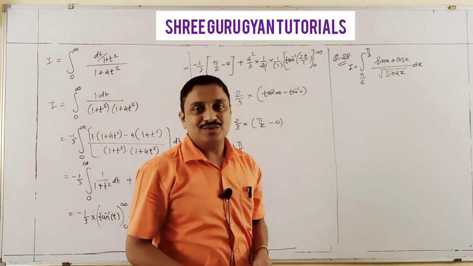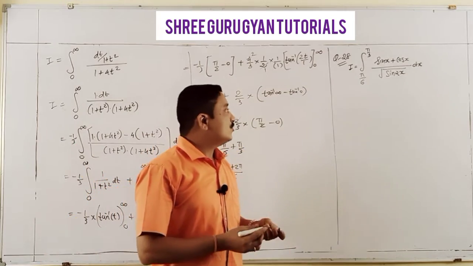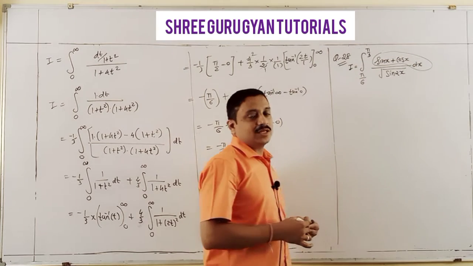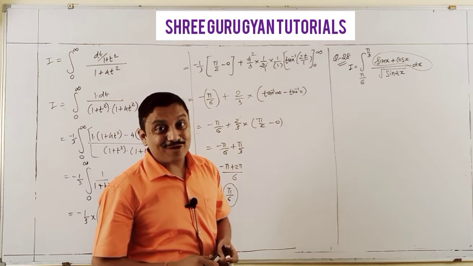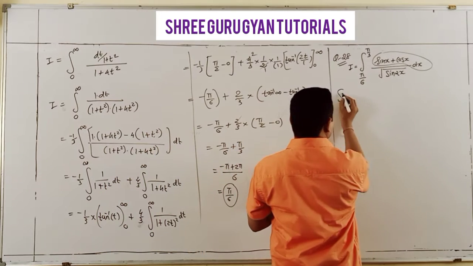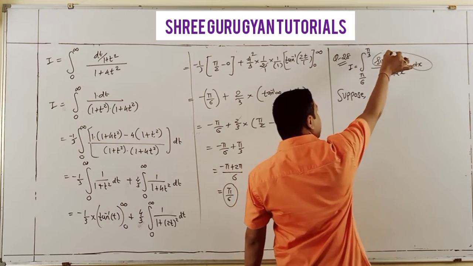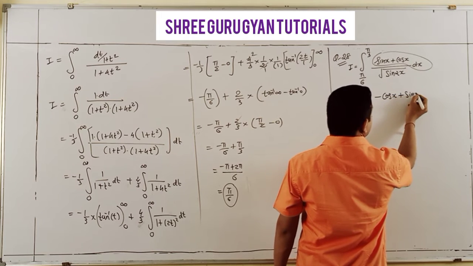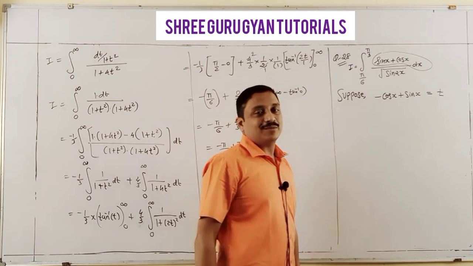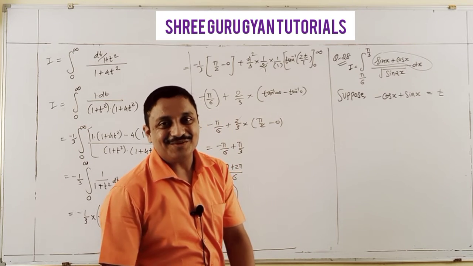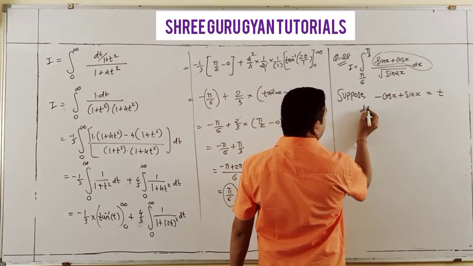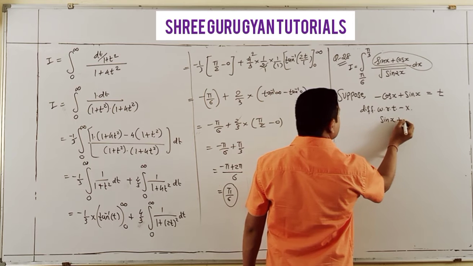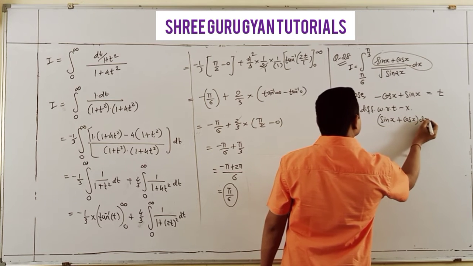Yes, here also a very interesting question is coming, students. First of all, think about which derivative this is. Sine's derivative gives minus cos, so I suppose, regarding my numerator, sine derivative is minus cos and cos derivative is sine. So in that place I assume minus cos plus sine is equal to t, and take the derivative with respect to x. So here sin x plus cos x dx equals dt.